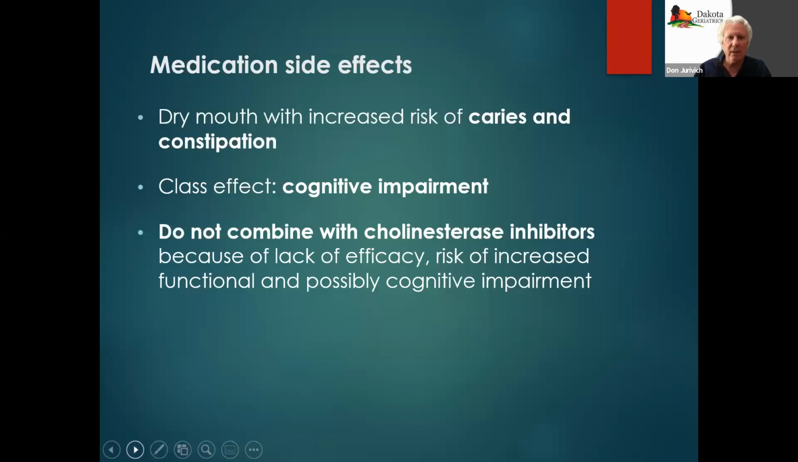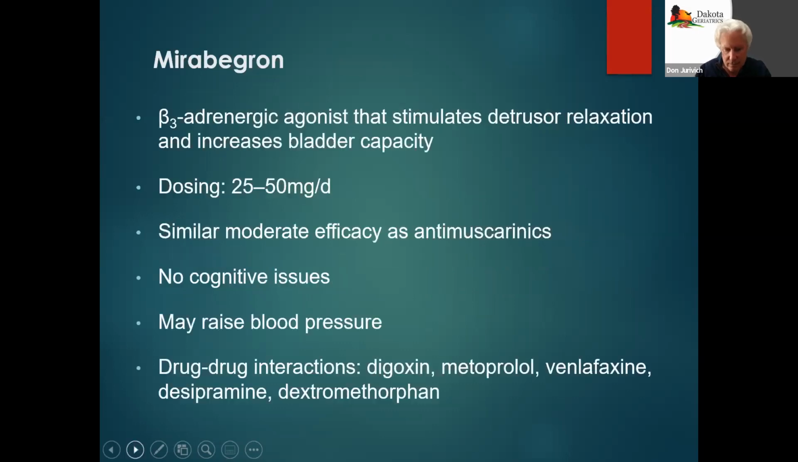Because they're anticholinergic, they have issues with dry mouth. In the demented patient, they can make the cognitive impairment worse, and if somebody has mild cognitive impairment, that also can be worsened. So if somebody is on Aricept, you don't want to add an anti-muscarinic bladder medication because it's potentially going to increase the memory impairment. Next slide, please.